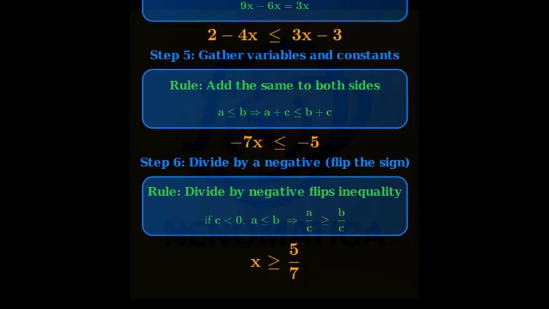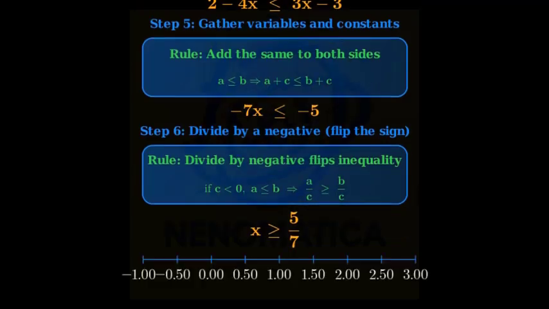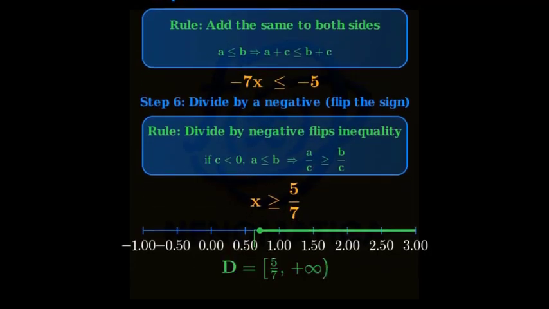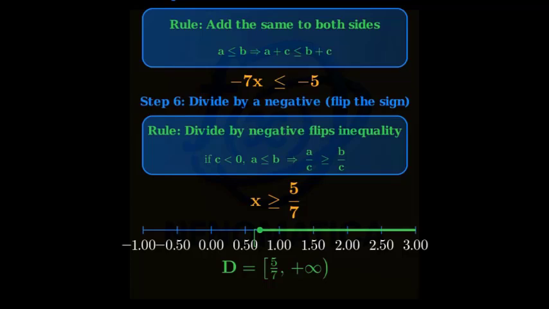So x is greater than or equal to 5/7. Here is the solution on a number line. A closed bracket at 5/7 and shading to the right towards positive infinity. Therefore, the solution set is the interval from 5/7 to infinity.